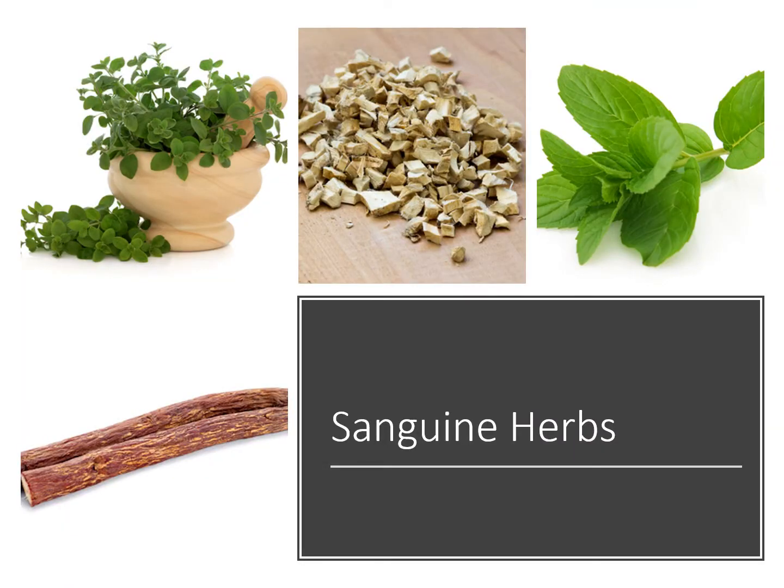So some of the herbs that we associate with the sanguine temperament include mint, which is in the top right-hand corner. Marshmallow is another one. Marjoram is a third that we associate with the sanguine temperament. And also licorice down here at the bottom is another one that we associate with sanguine temperament.